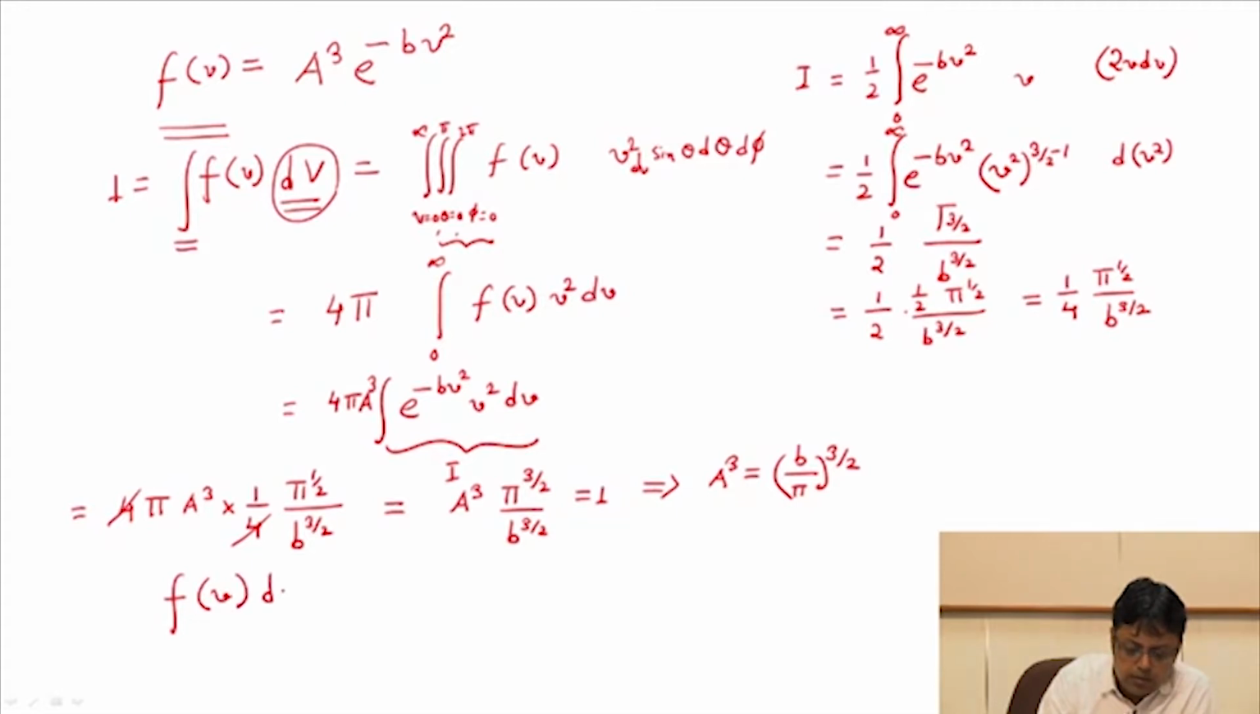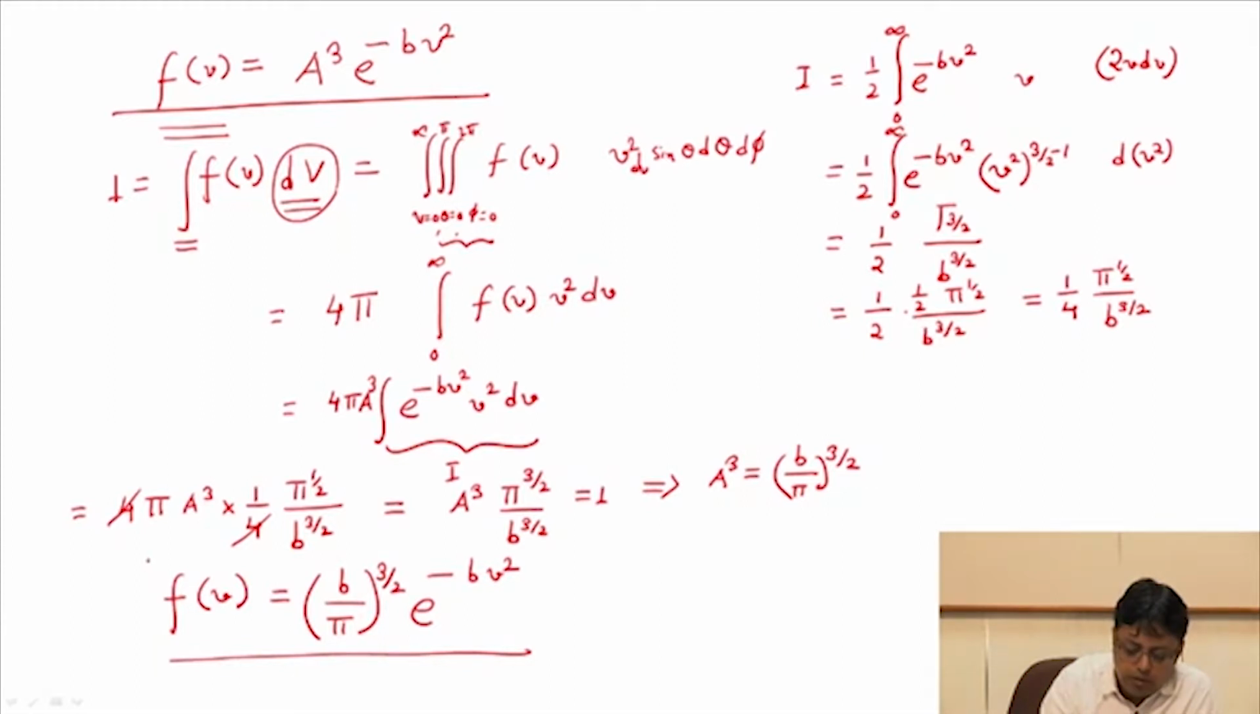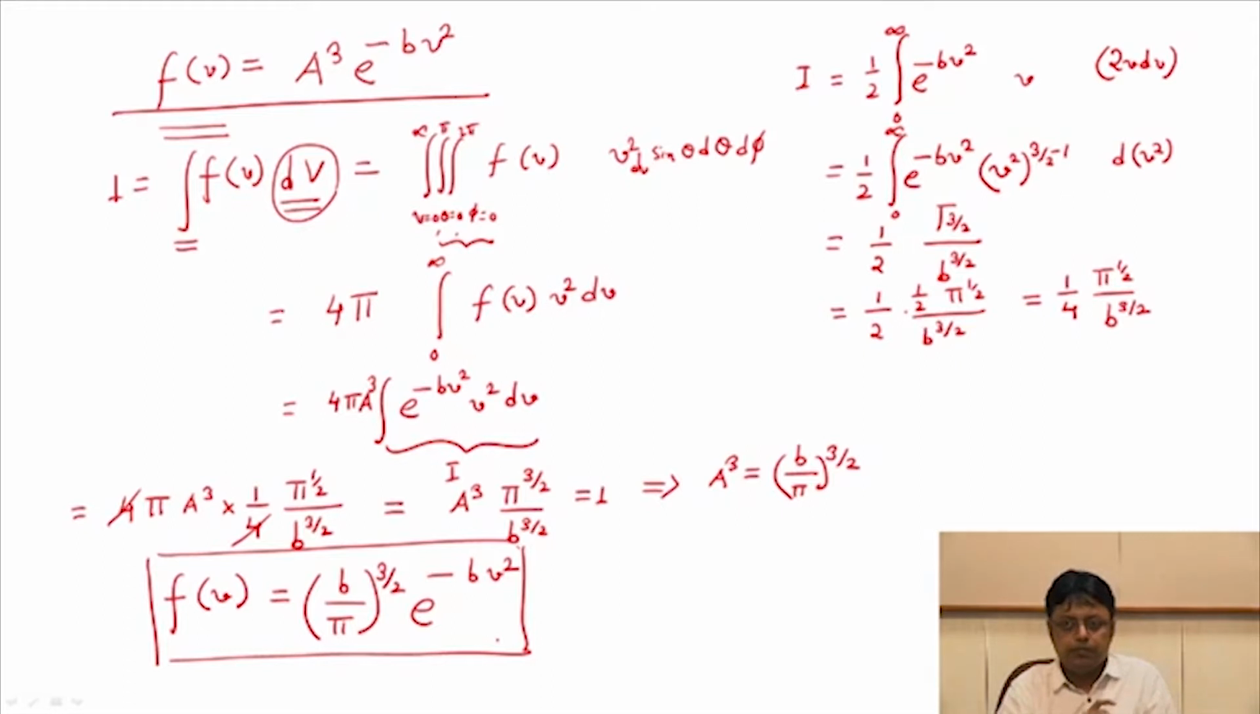I can see that. So we are writing it as f(v), the functional form of f(v), which was this. Now I have written it in terms of only one constant. So I have eliminated a; I'm writing a in terms of b. But still I have to evaluate b. So the distribution function is now b by pi to the power 3 by 2, e to the power minus b v square. Now we have to evaluate b.